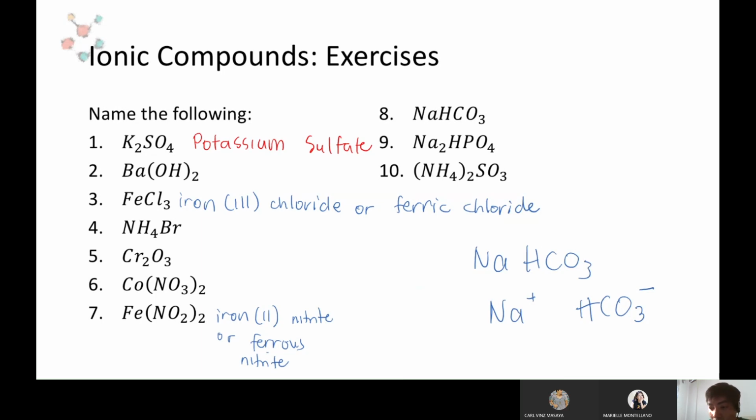Kaya, ideally, kailangan kabisado nyo yung mga ions natin. May mga names naman kayo na dito, kabisaduhin na lang natin. Okay, so pangalanan natin to. Na, ang pangalan niyan ay sodium lang. Ang HCO3, ang pangalan niyan ay bicarbonate or hydrogen carbonate.